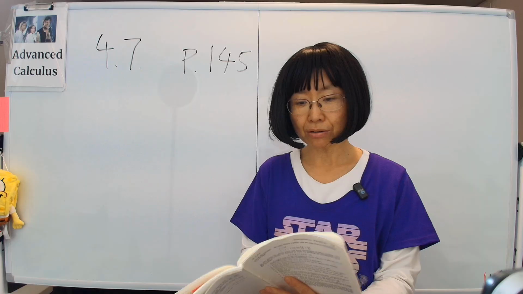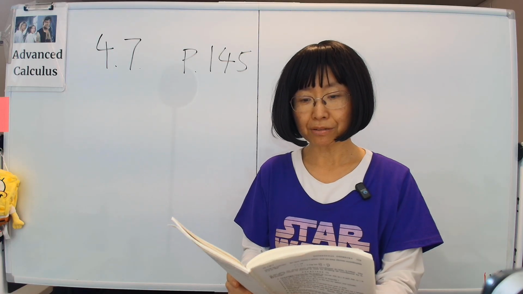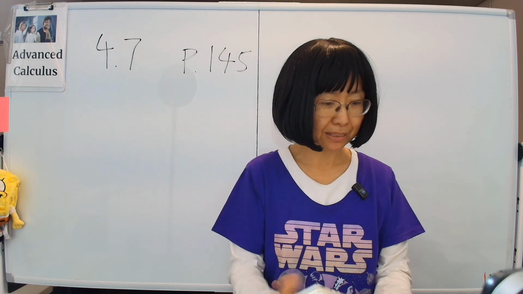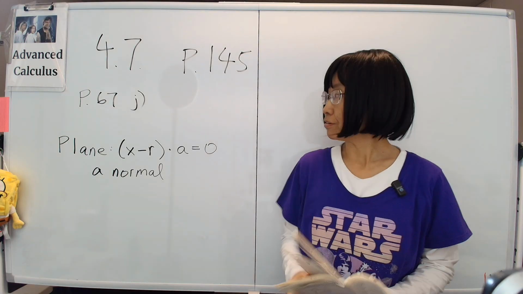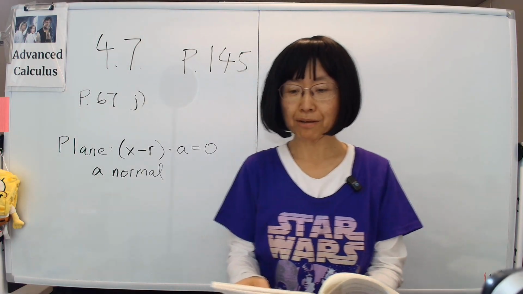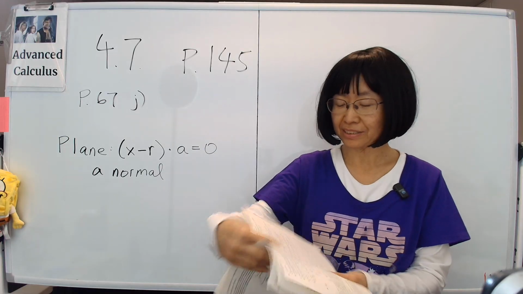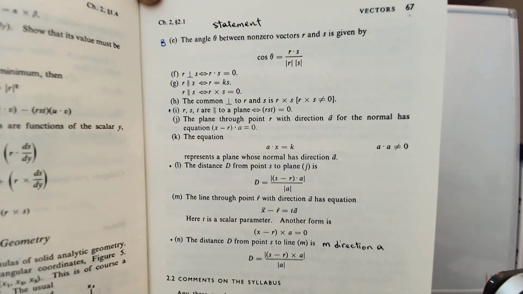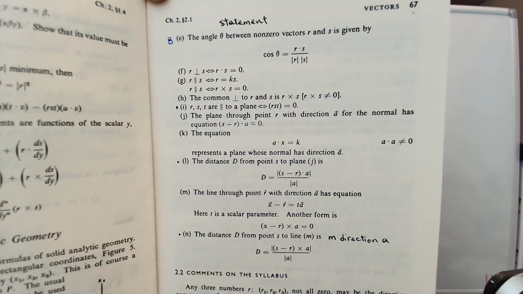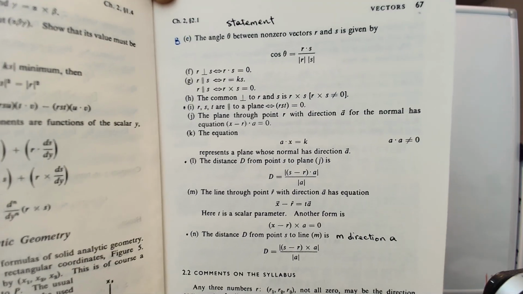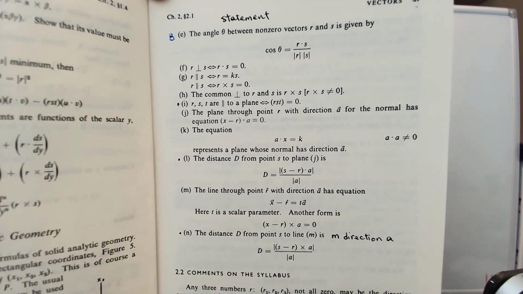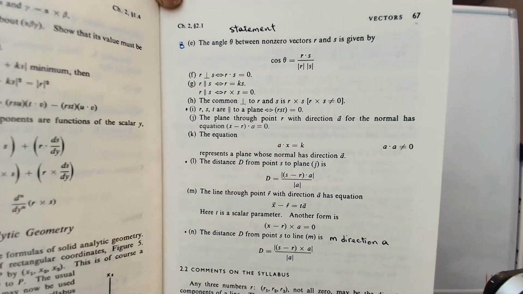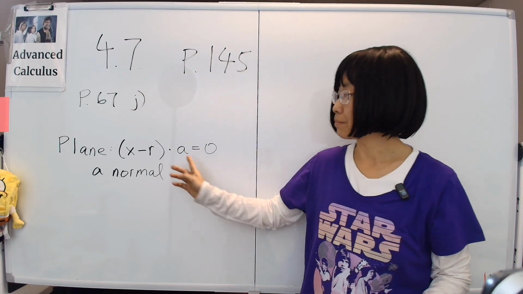And with that, we will move on to theorem 7. Now, before we start on theorem 7, I want to refresh some old information that we haven't seen for a while. First, this is on page 67 of your book. Pay attention to statement J, where it says that the plane through the point r with direction A for the normal has equation (x minus r) dot A equal to 0. That is, if your plane is (x minus r) dot A equal to 0, then A is the normal of this plane.